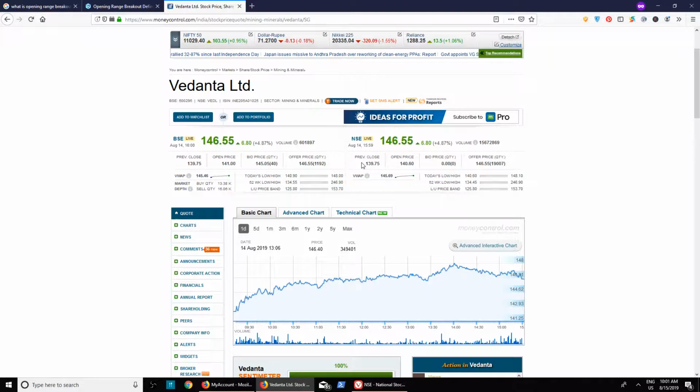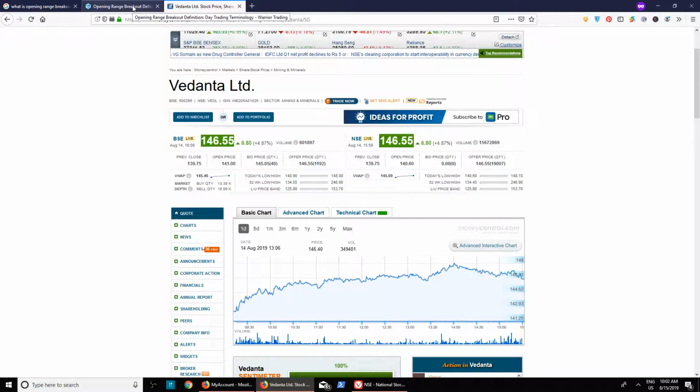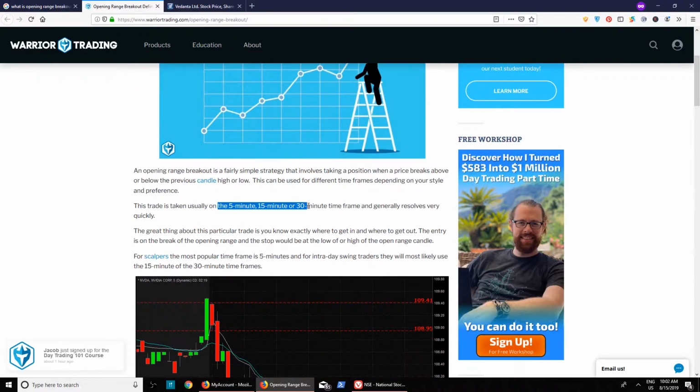Traders who work on opening range take a buy or a sell position on this range breakout. That means if the low is broken, you take a sell position, and if the high is broken, you take a buy position. That's known as opening range breakout. This can be used in a 5 minute, 15 minute, or even 30 minute time frame, depending on the volume of that particular stock, or whether that stock is in the news or not.